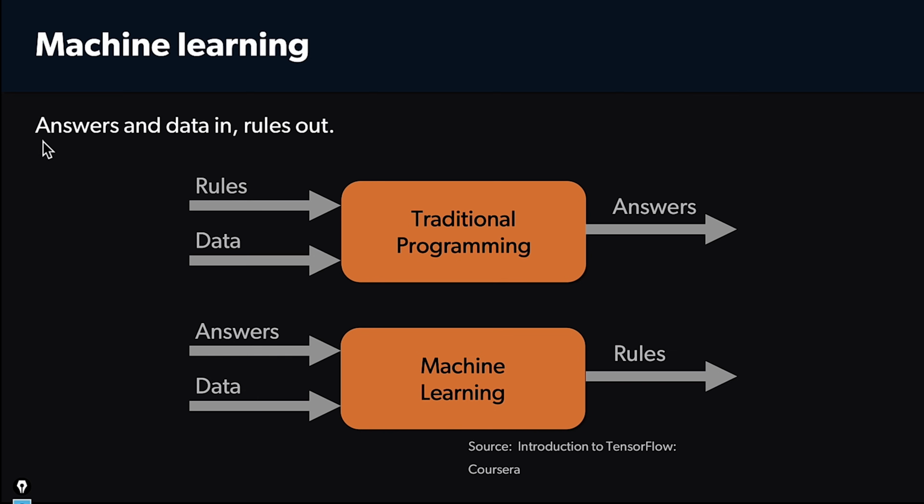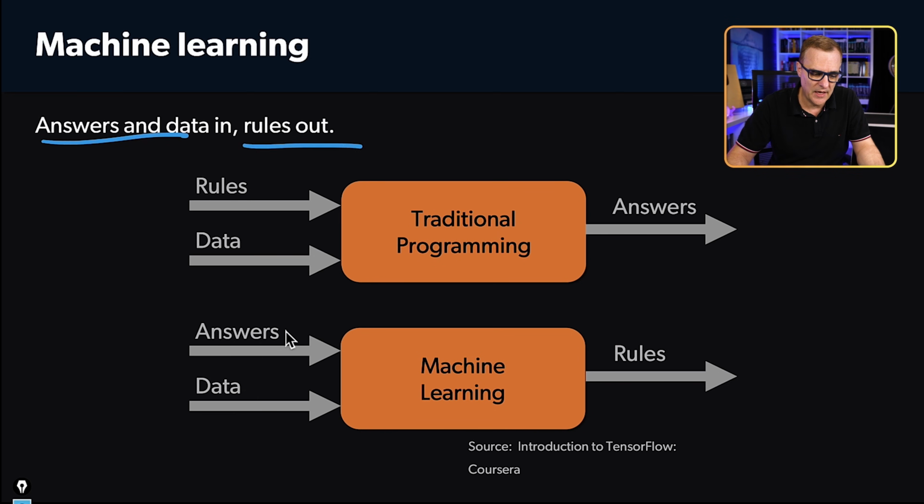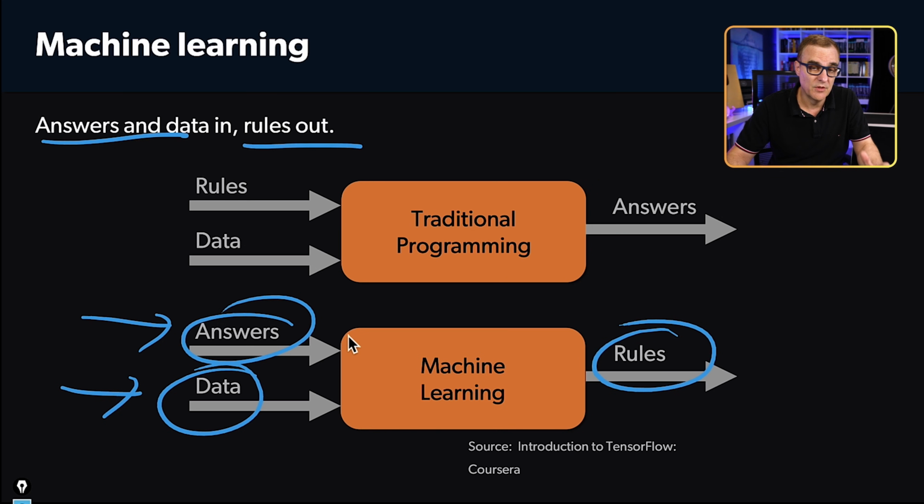So again, notice the difference. Answers and data in, rules out. We are providing labeled data, and then the machine determines the rules to recognize: is it a dog? Is it a cat? What is it actually saying?